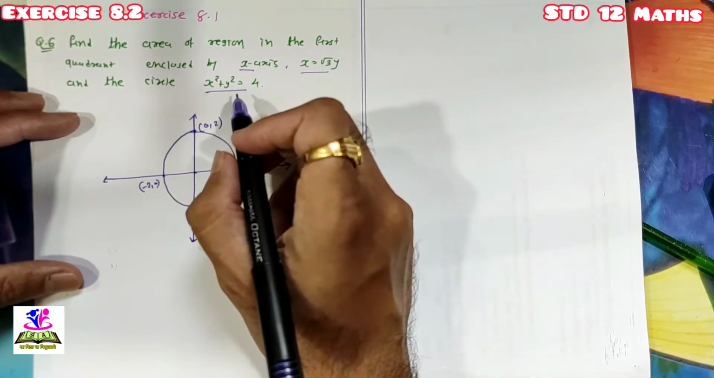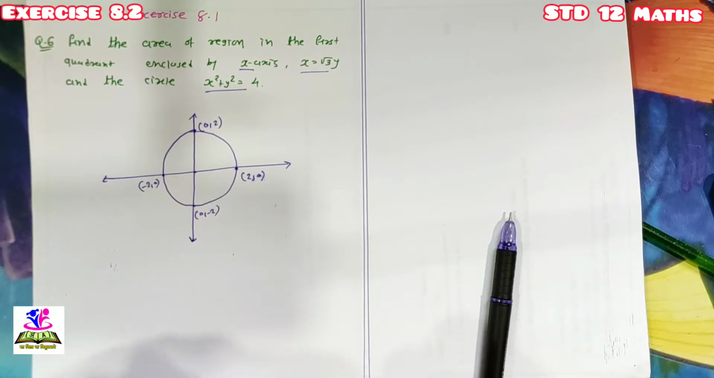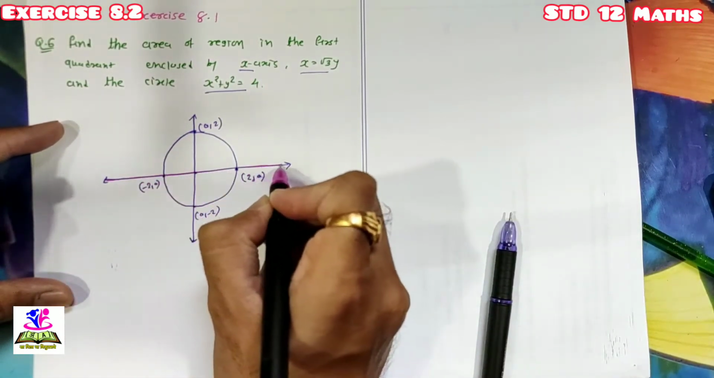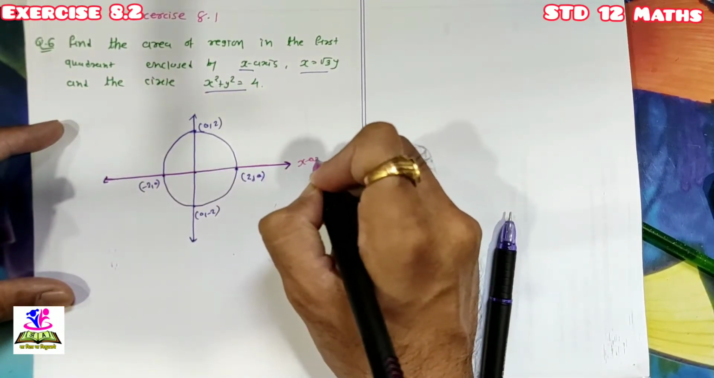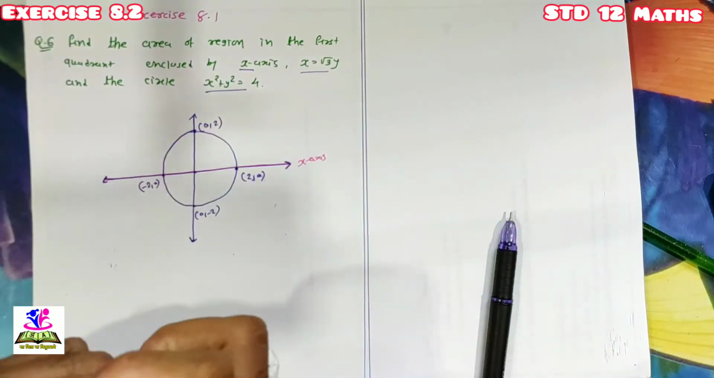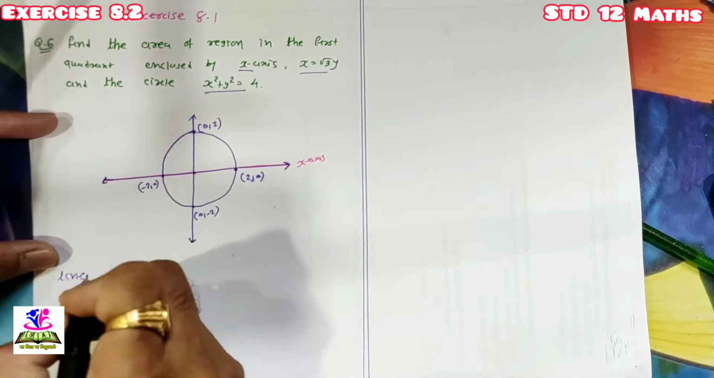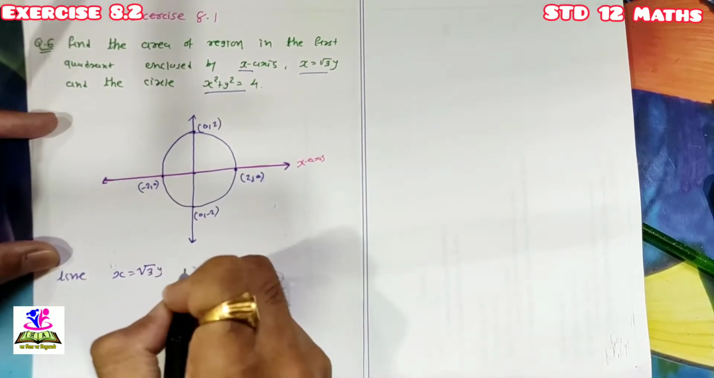Then area enclosed by x-axis. And this is our x-axis. This is our circle and this is our x-axis. And the line x equal to root 3y. So here equation of line is x equal to root 3y.